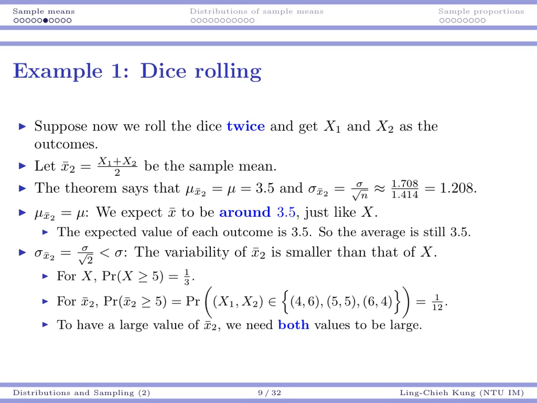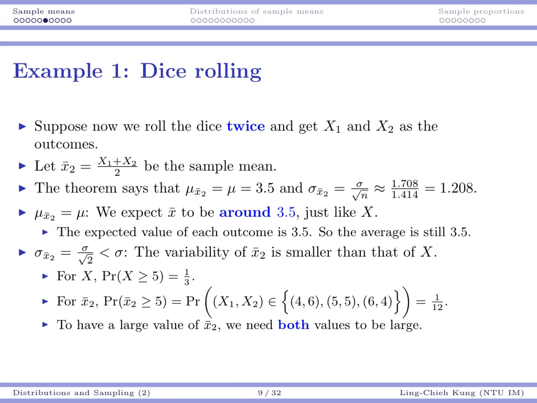So what are the implications here? First, the expectation of our random variable x bar 2 is the same as the expectation of the population. So we expect x bar to be around 3.5, just like our population x. The expected value of each outcome is 3.5.